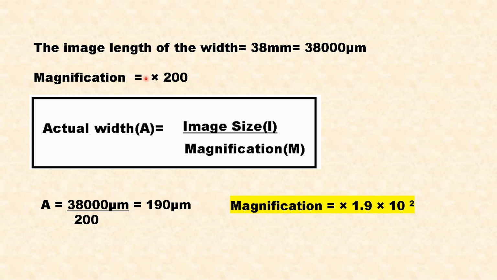And with the magnification known, we can find the actual width using the formula. The formula you have to use here is: actual width is equal to image size divided by magnification. Plugging in the values, we have actual width is equal to 38,000 micrometers divided by 200, and this calculation gives us an actual width of 190 micrometers.